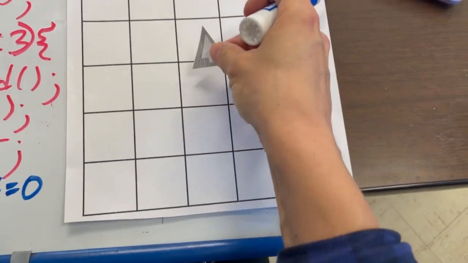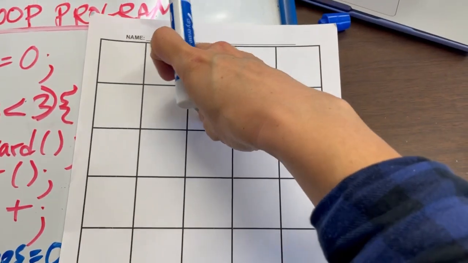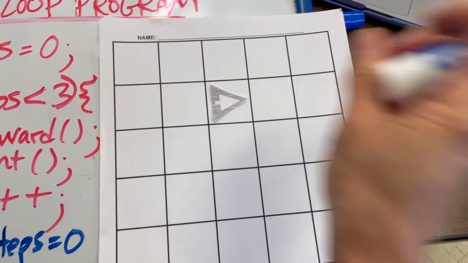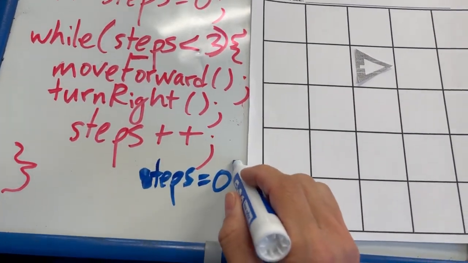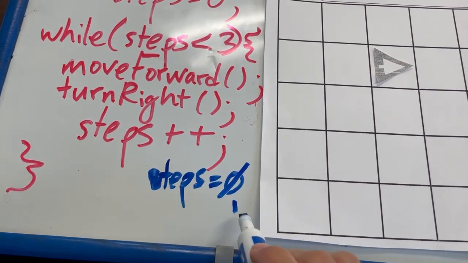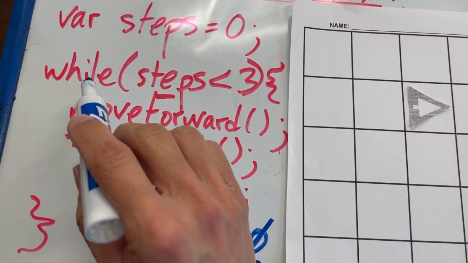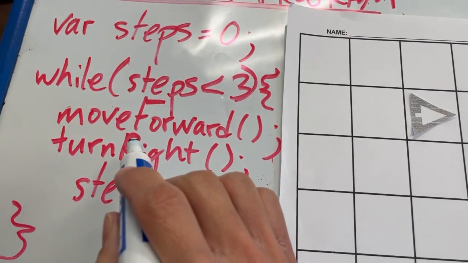So here we'll move forward. And then remember that turn right is going to go this direction. So now we move forward and turn right. We did that once. Steps now increases by 1. So 0 plus 1 is 1. So steps is equal to 1 at this point. Go back to this stage. While steps is less than 3. So 1 is less than 3. So we're going to continue to do this.